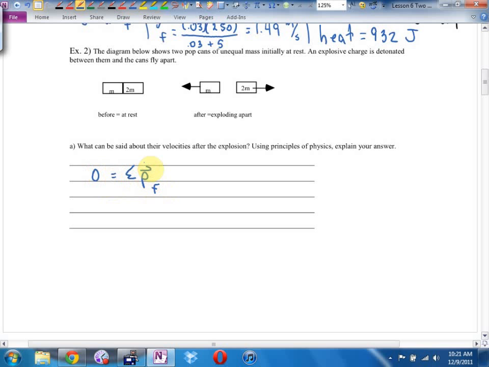And this is a nice segue from Jeanette's question earlier today, because since we have them traveling in opposite directions, but in straight lines, I'll let one direction be positive and one direction be negative. I'm going to get this. Zero equals momentum of small plus momentum of big. In fact, let's minus the small over. Negative momentum of small equals momentum of big.